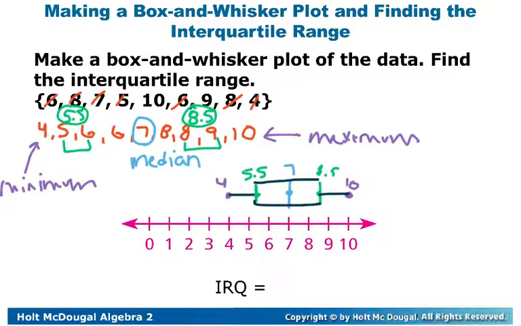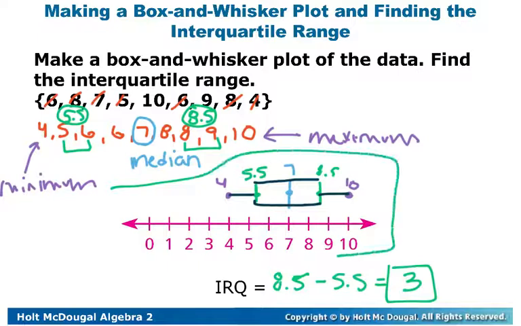Then your interquartile range, remember, takes your upper quartile and your lower quartile and subtracts them. So apparently that box has a range of a value of 3. So here is our box and whisker, and there is our IQR, interquartile range.